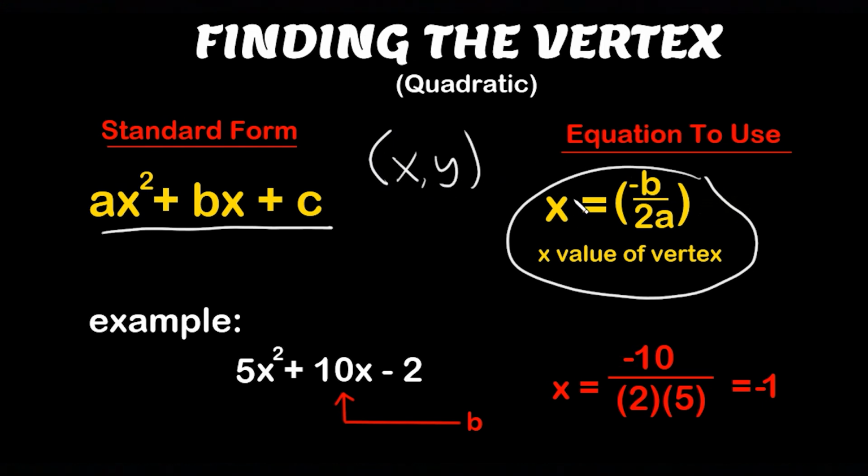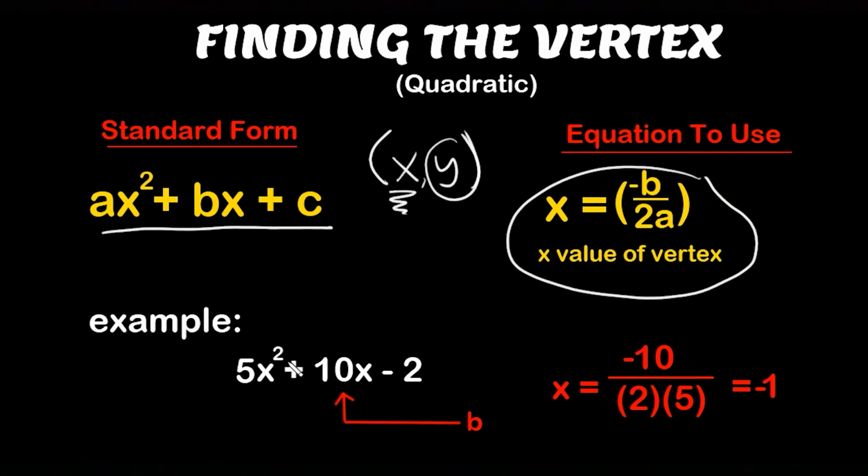So by using this formula over here that I have circled, you're going to be finding this x value, okay? And again, once I have that x value, then I plug it back into the original equation, and then I get this y value, and I can put it all together, okay? So I wrote down an example below so you can see how it's going to work out.